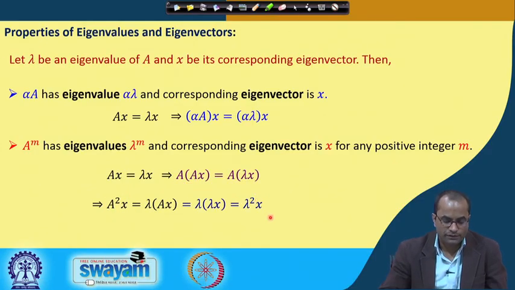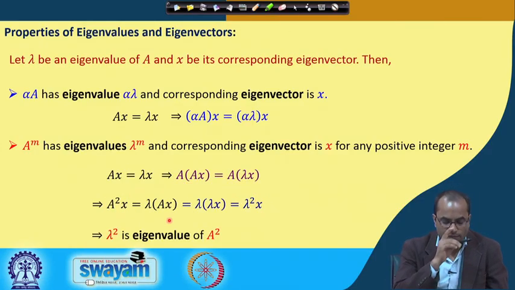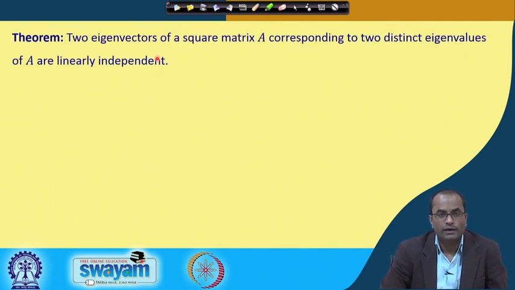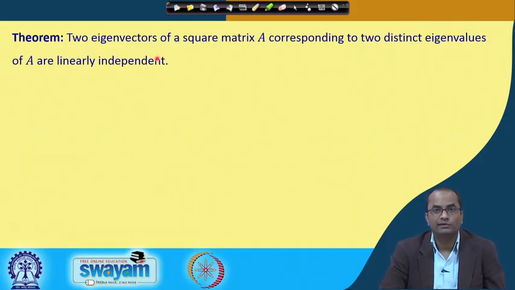Now, the next property. Here we have seen that lambda square is the eigenvalue of A square. Now, two eigenvectors of a square matrix A corresponding to two distinct eigenvalues of A are linearly independent. So, what we will prove here is that two eigenvectors corresponding to two distinct eigenvalues are always linearly independent. This observation we have already seen for numerical examples, but we can prove it here for a more general matrix. For any matrix we can prove this result theoretically.